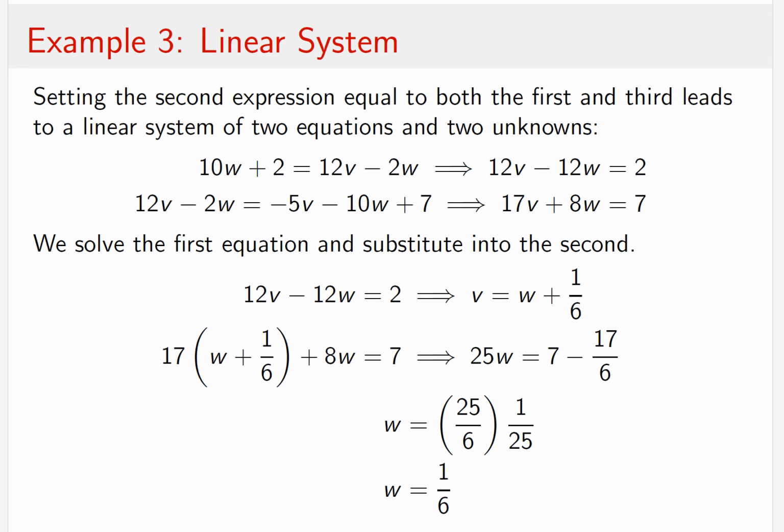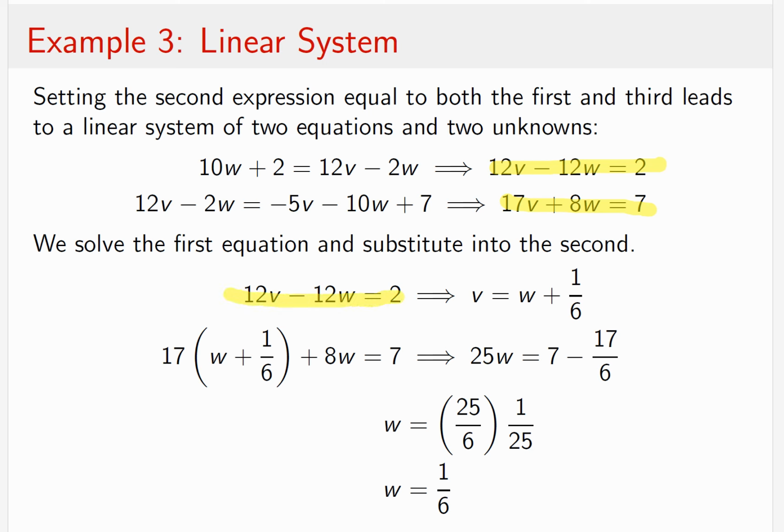And we set the second expression equal to both the first expression and the third expression. Okay, and you can see that the simplification very quickly leads to 12v minus 12w equals 2, and 17v plus 8w equals 7. Okay, so we solve the first equation and substitute in the second.